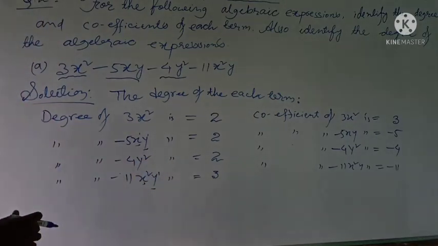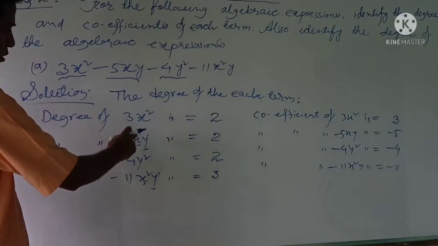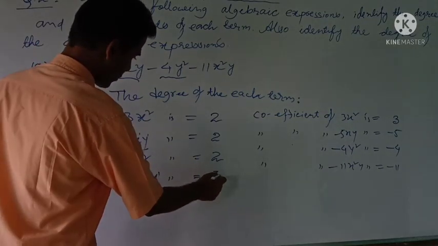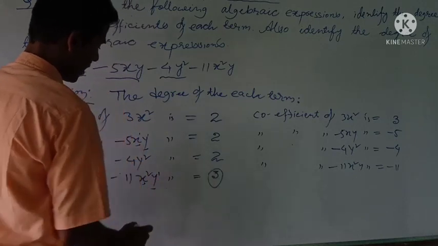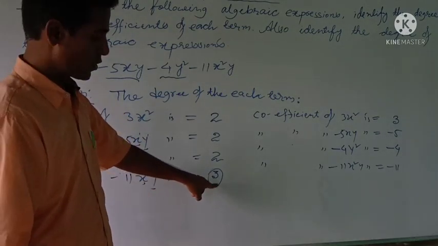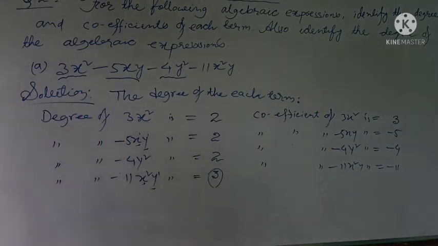Now see, here we got 2, 2, 3 out of all these first 4 terms. We got the highest degree as 3. Since the highest degree of the terms is 3, this 3 will be considered as the degree of the algebraic expression.